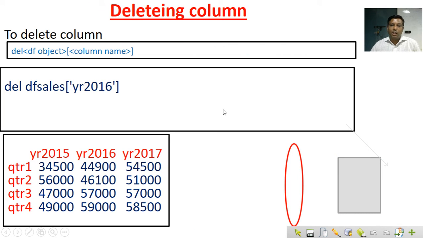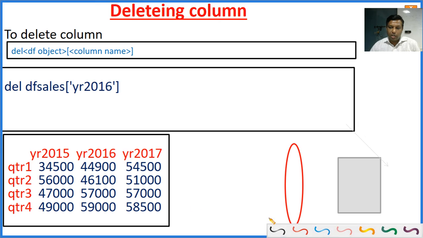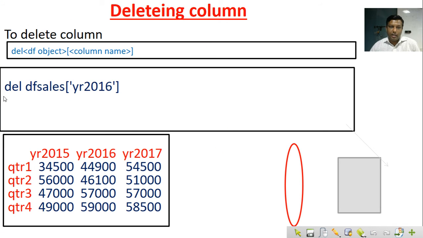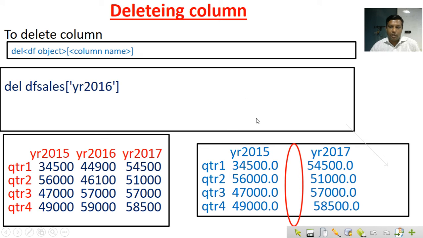To delete a column, simply write del df cells in brackets year 2016, which means this column we want to delete. So we write here del df cells year 2016. If we see the output, we can see year 2015 and year 2017; year 2016 has been deleted. It's a simple column del, the data frame name df cells and the column name.